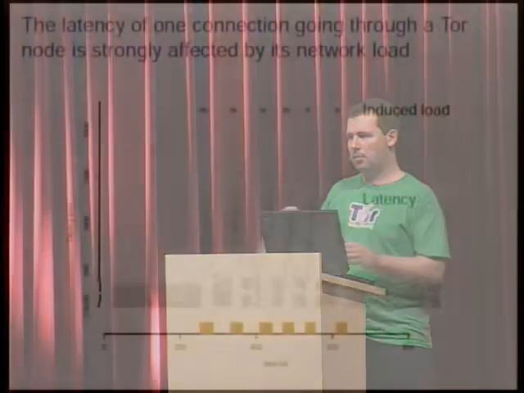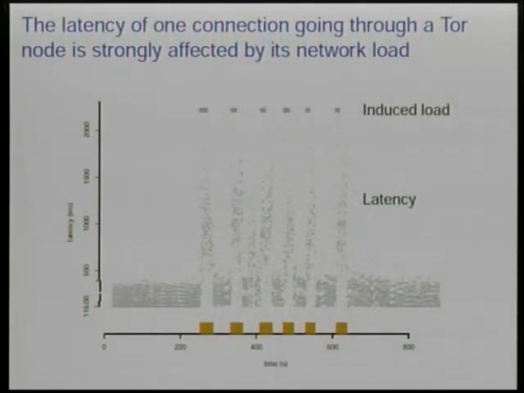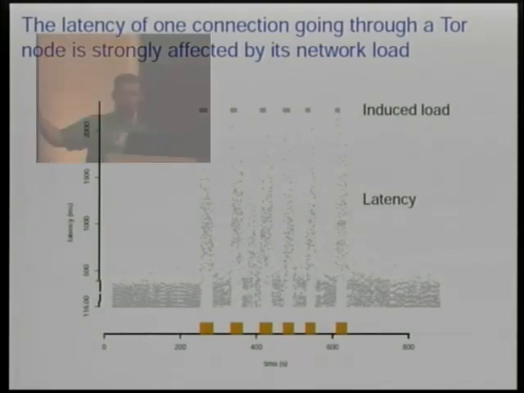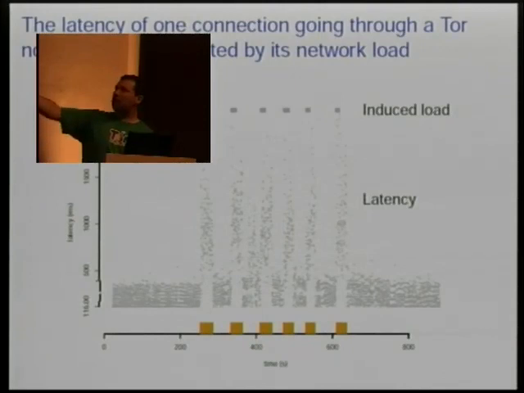This data is from, I think, November 2005, but it's from the real Tor network. On the top, you can see the induced load. This is where the pattern is being sent into the network. So the attacker will send for a few minutes, stop for a random period of time, send for another few minutes. The measurer tries to look at the latency of all the Tor nodes, and this Tor node is on the path that the connection is going through. And as you can see, there's quite a good correlation between the induced load and the latency.